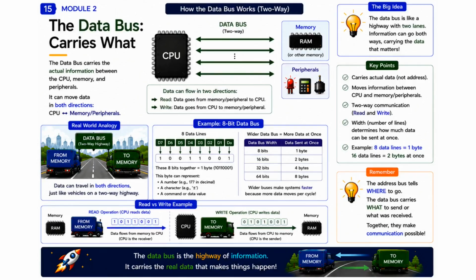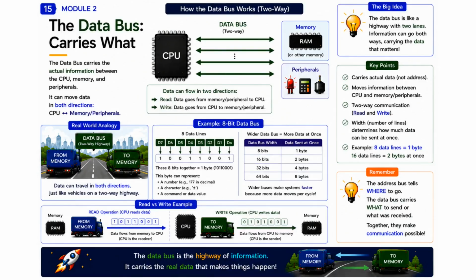Another important concept is the width of the data bus. The width simply means the number of data lines available. An 8-bit data bus has 8 lines and can transfer 1 byte of information at a time. A 16-bit data bus can transfer 2 bytes at once. A 32-bit bus transfers 4 bytes, and a 64-bit bus transfers 8 bytes in a single operation. The wider the data bus, the more information can move during each clock cycle. That is one reason why modern processors can perform tasks so quickly.